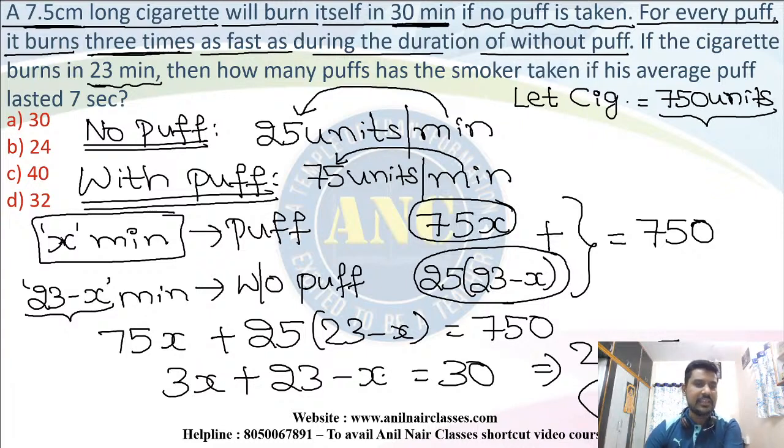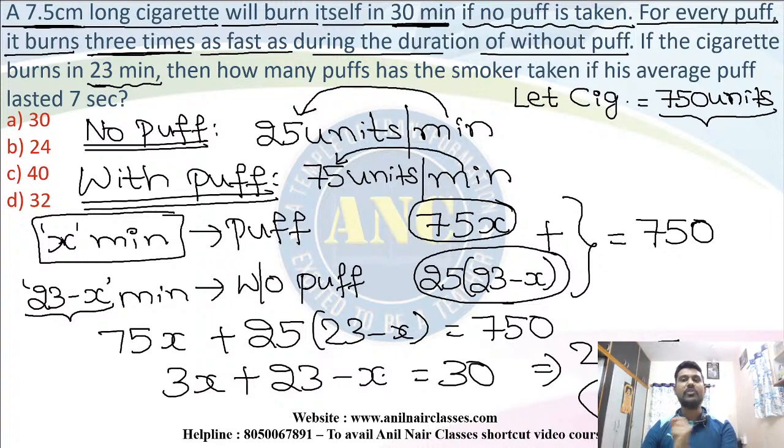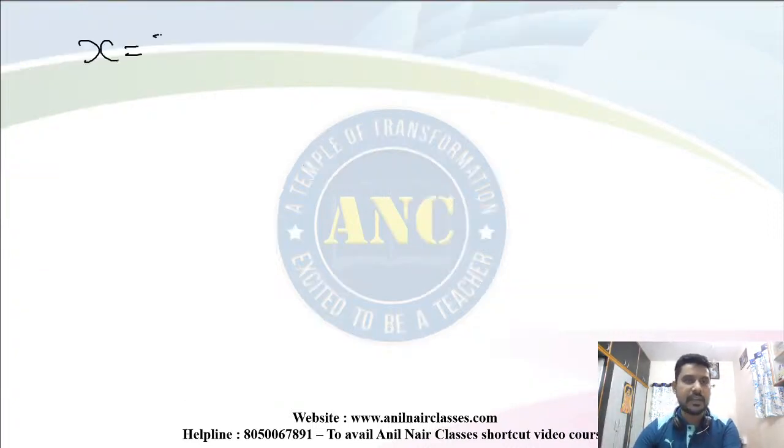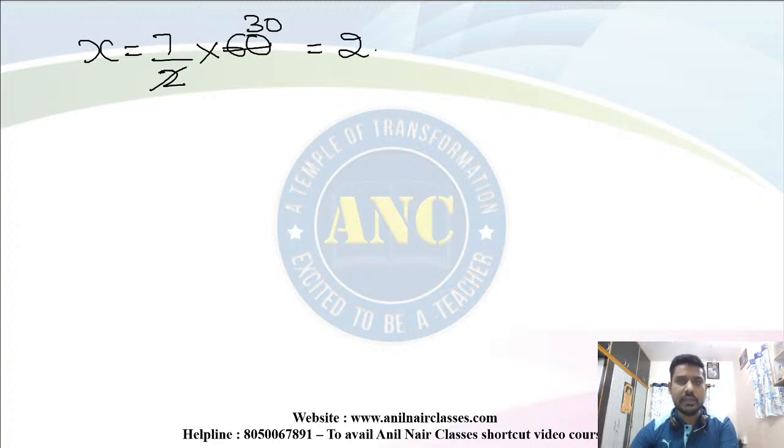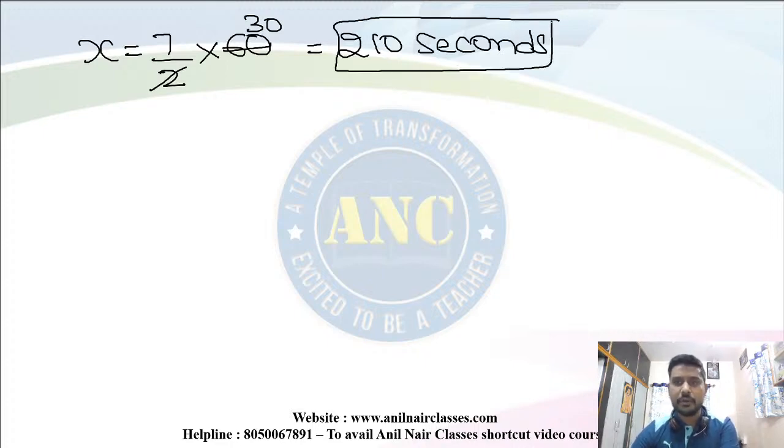What is x? x is the time duration for which he has puffed. That means out of a total of 23 minutes, he has puffed for 3.5 minutes. For the remaining time, he has just kept the cigarette in his hand without any puff. Now, 7 by 2 minutes converted into seconds, multiply by 60: 7 into 30 is 210 seconds. So he has puffed for 210 seconds.